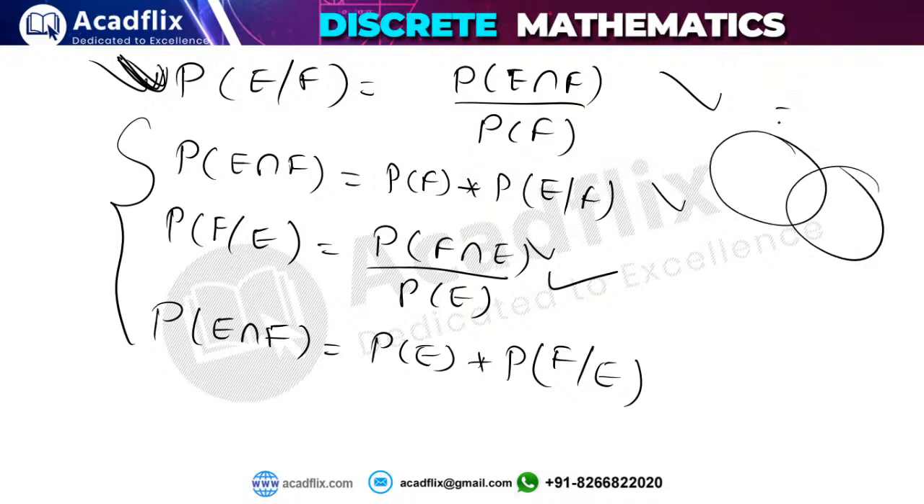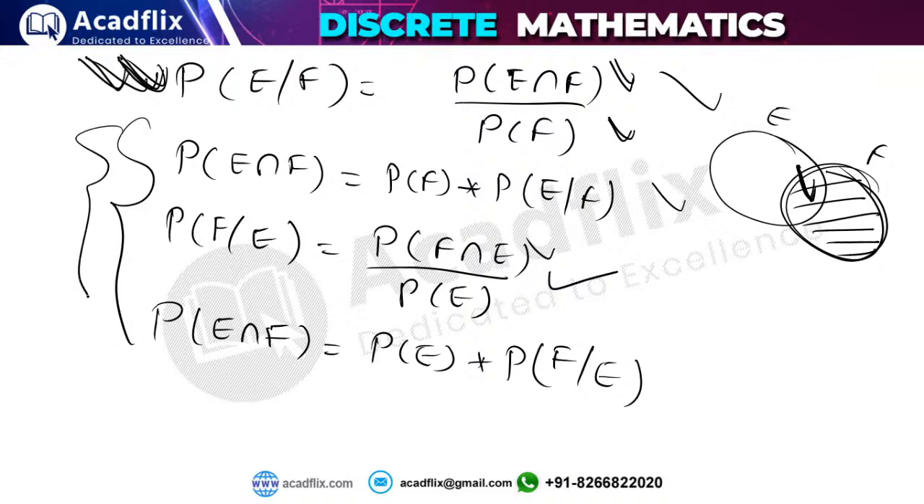So for example, this is your event E, this is your event F. You already know that event F has already occurred. Then what is the probability that E is occurring? So this is the favorable cases and this is the total cases. The proof also we have seen, and this is the conditional probability. From this you can derive these. If you already know this formula, then you can very easily derive all these formulas.